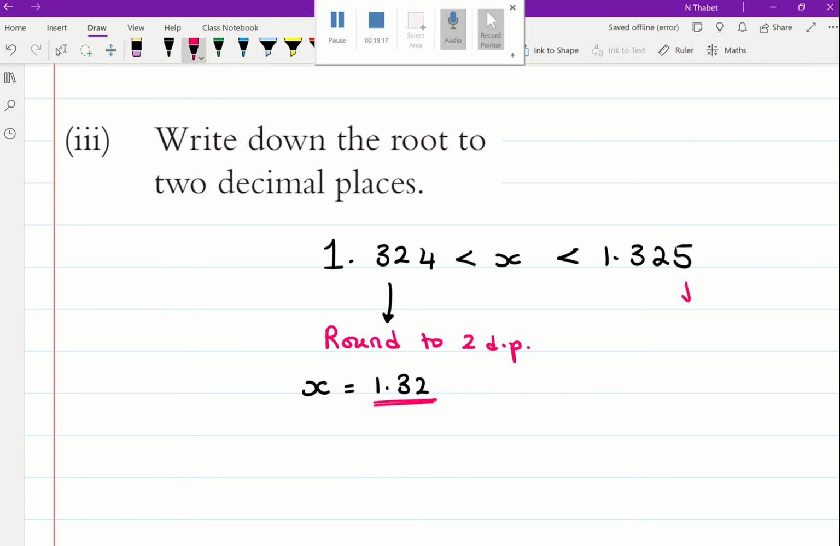So the answer is 1.32, and it can't be 1.33, as that's not in the interval. That's not smaller than 1.325. So it must be 1.32 and not 1.33. And that's the end of section 13.2.